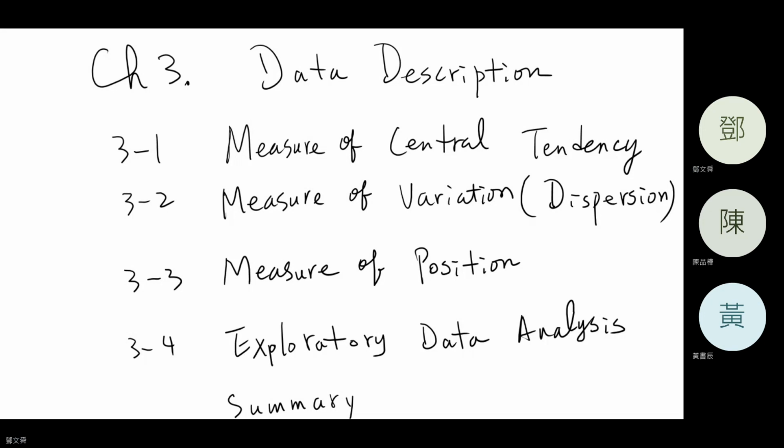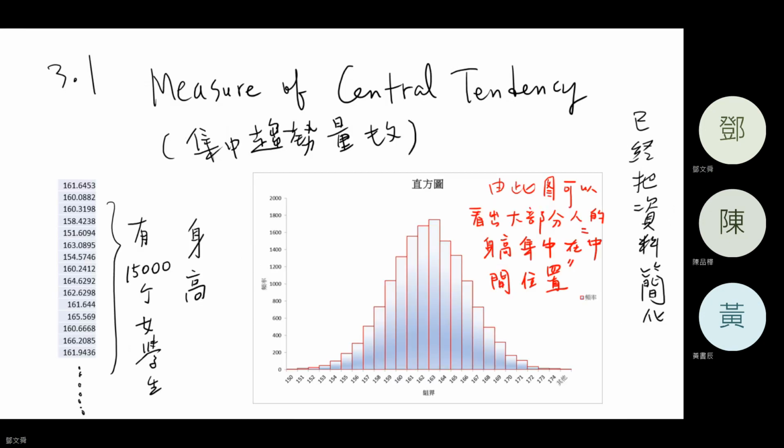All right. Okay. 3.1. Measure of central tendency. Wow. No Chinese.